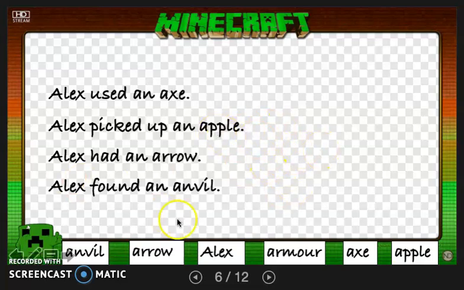Okay, let's try it together. A-L-E-X, Alex, and here's a new word, f-ou-n-d, found, a-n, an, a-n-v-i-l, anvil. Alex found an anvil.